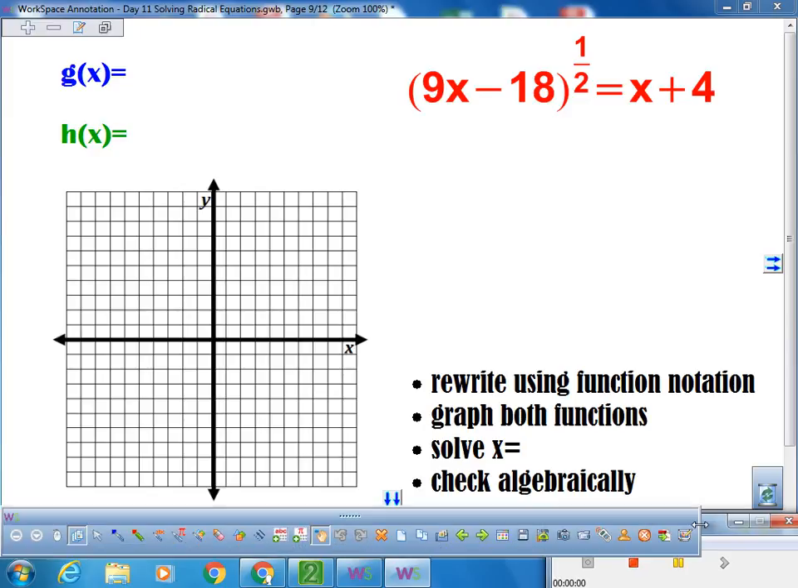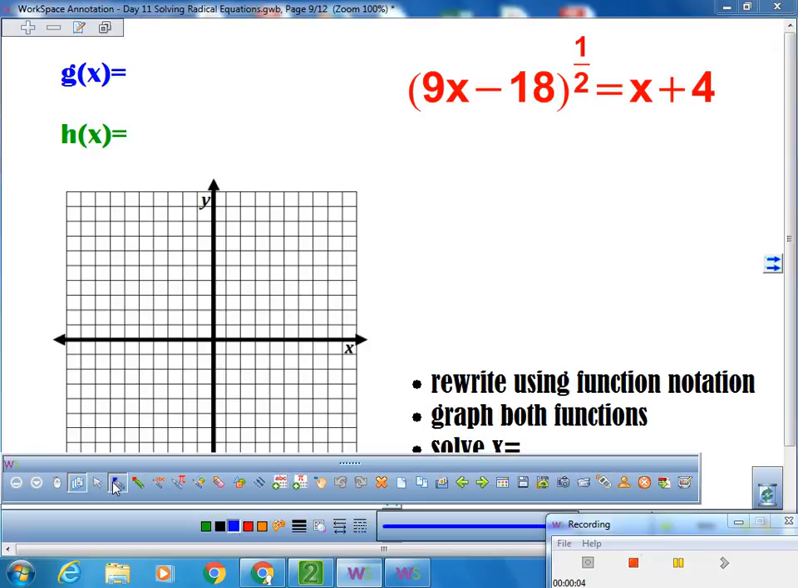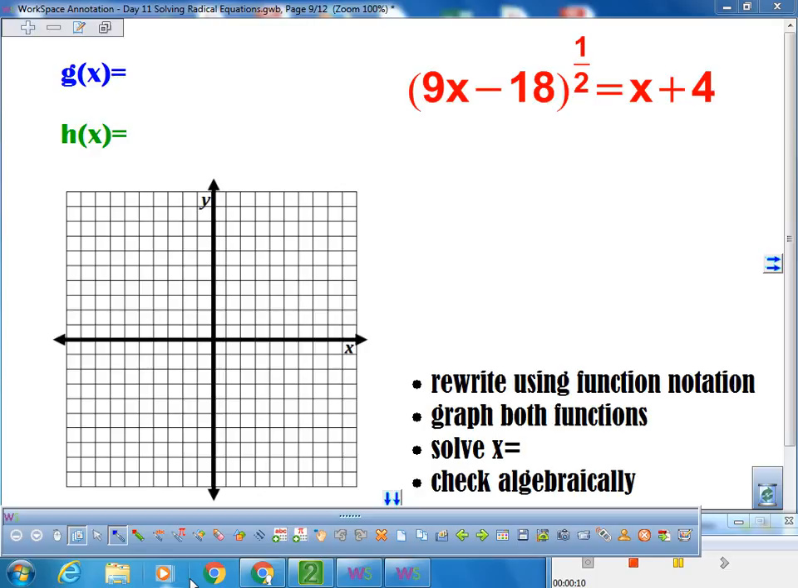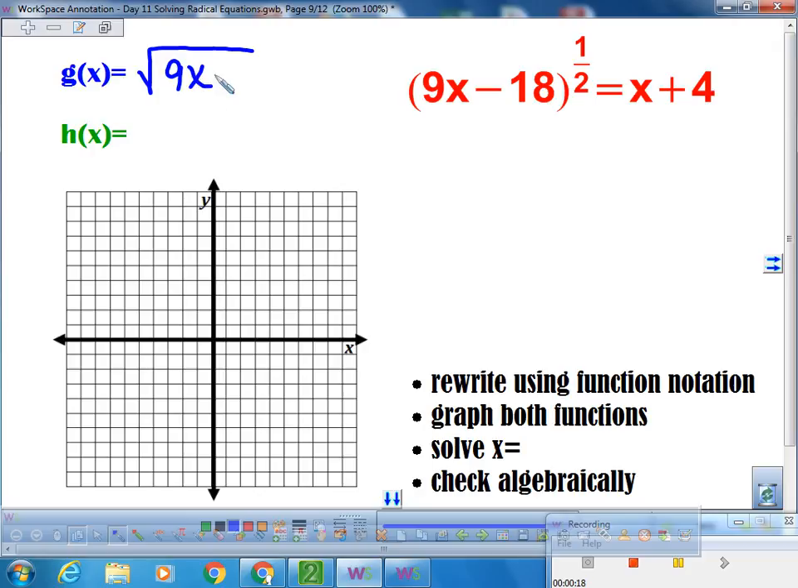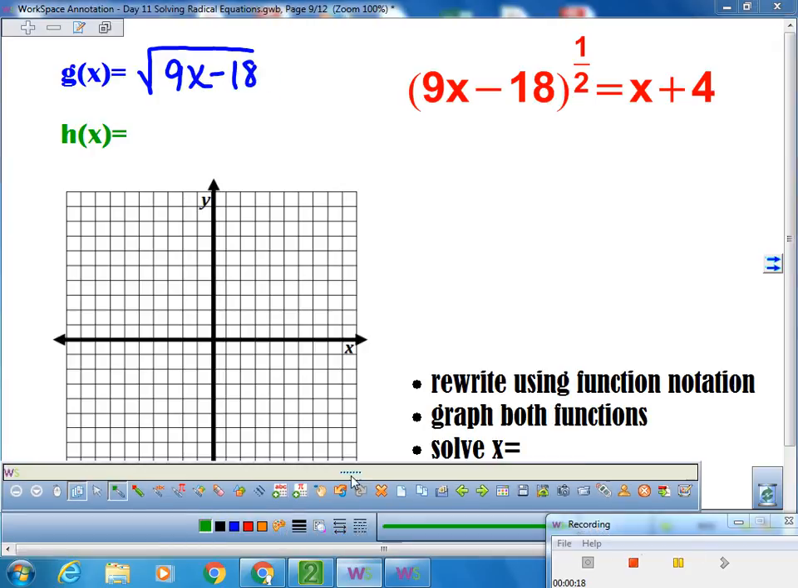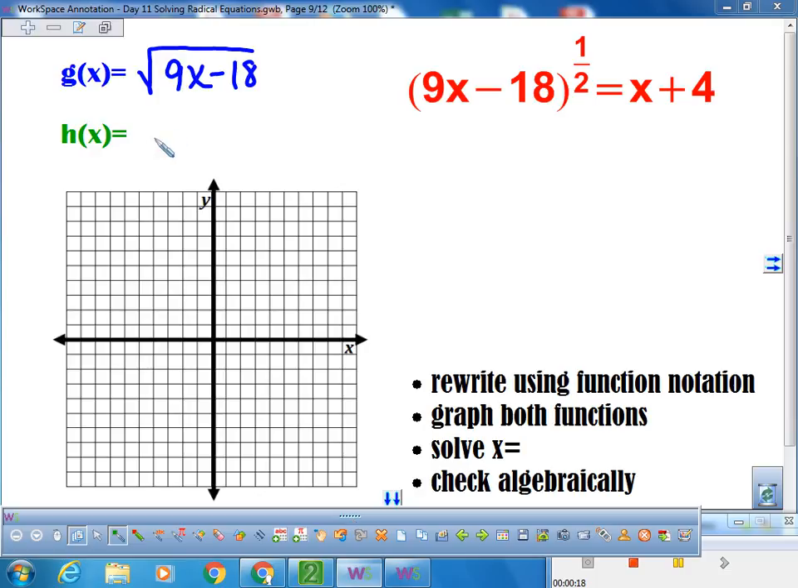Okay, guys, so let's do another one of these. All right, so I'm going to start by rewriting using function notation. I'm going to rewrite the first part, which is this 1/2 is really the same thing as a square root, correct? So I have 9x minus 18, and then the other side is x plus 4.